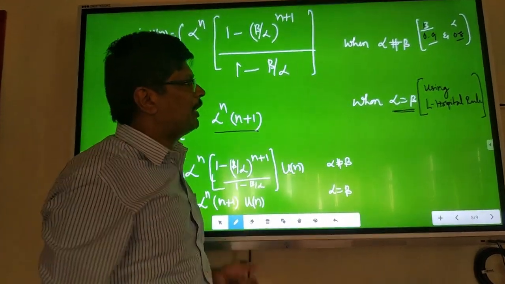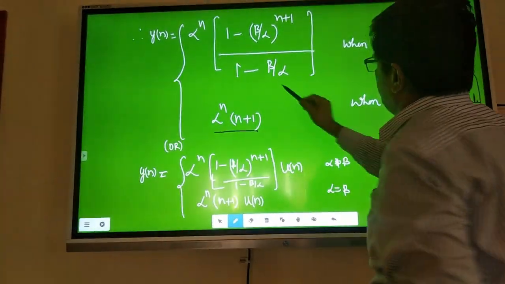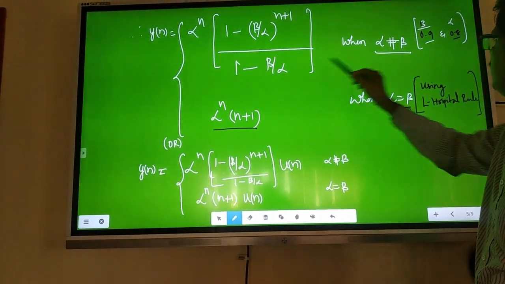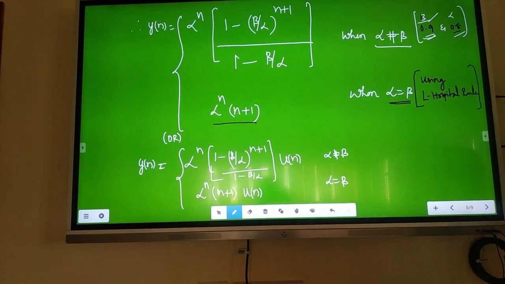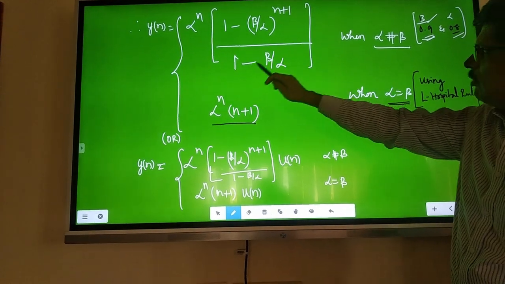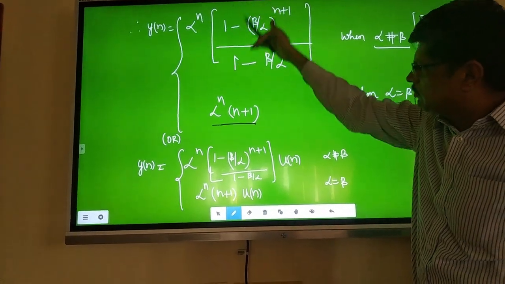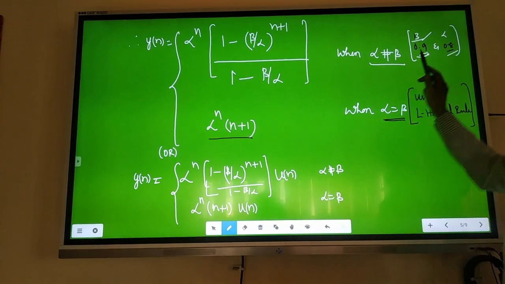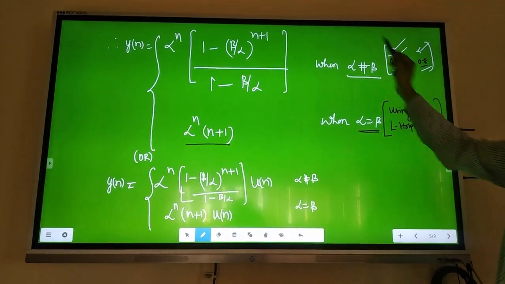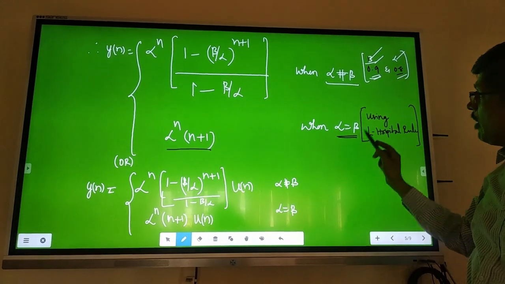This holds when alpha is not equal to beta. Here, alpha should not be equal to beta. If they are equal, see, I have assumed beta is 0.9 and alpha is 0.8. If both are 0.9, then 1 minus 1 is 0, and something into 0 gives infinity, so you will not get a stable output. Therefore beta is different and alpha is different, and only then this formula applies.